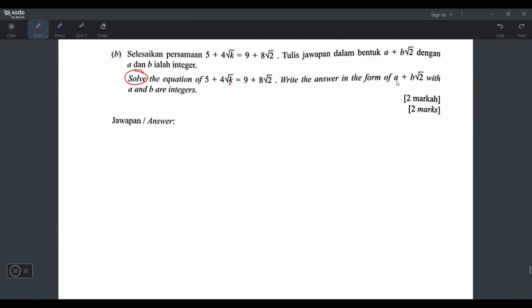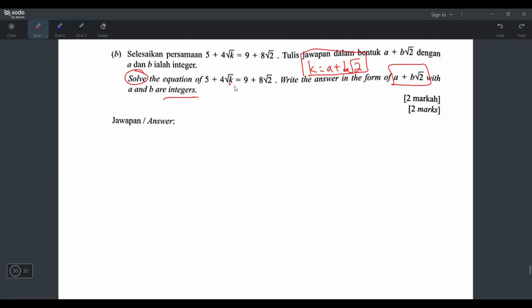Write the answer in the form of A plus B square root 2 with A and B are integers. So I already know how my final answer looks like: k equals something plus something square root 2. Integers means no decimal, no fraction. So A and B would be whole numbers, maybe like 8 and 7 or 5 and 3. Now my job is to find k.